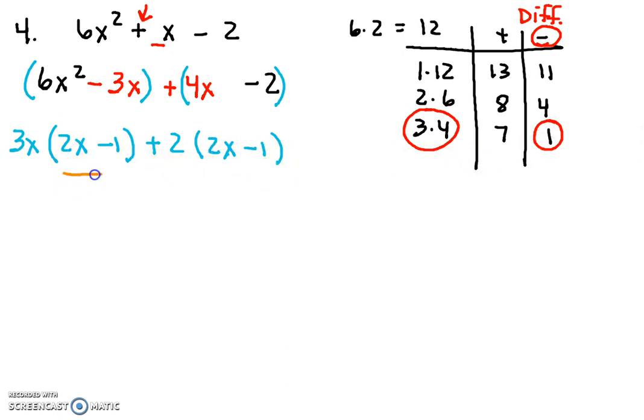Again, if you'll notice that I have the same factor in both of these, so I can factor out the quantity 2x minus 1. And then my monomials that are left, I have a 3x and a plus 2, and I can put that as the quantity 3x plus 2. And there would be my final answer. Okay, let's try one more.